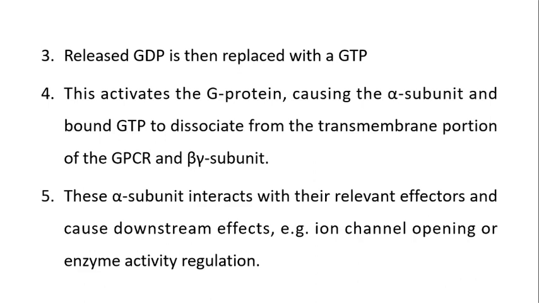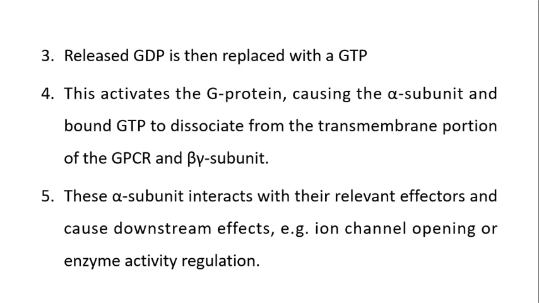The release of GDP is then replaced with GTP. This activates the G protein, causing the alpha subunit and bound GTP to dissociate from the transmembrane portion of the GPCR and from the beta and gamma subunits.